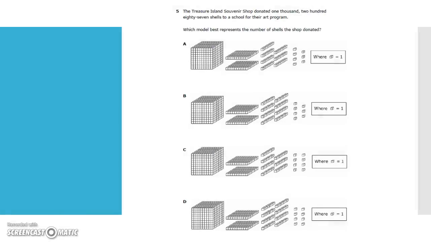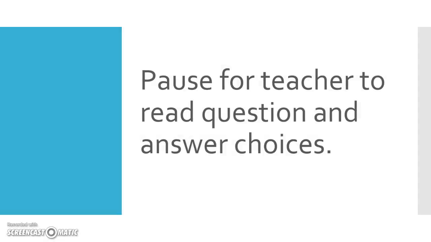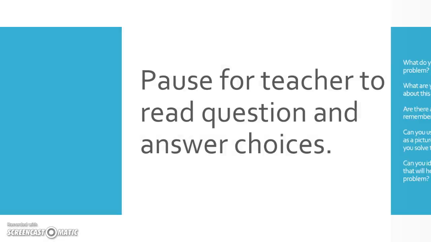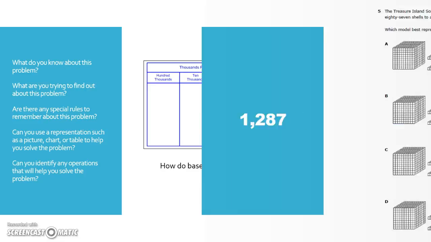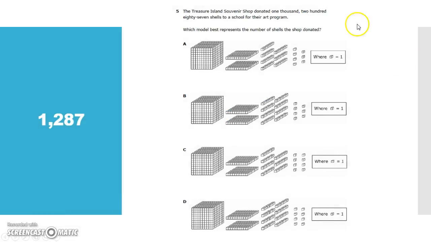For question 5, we'll have the teacher read the question and answer choices again, and pause to facilitate the guided questions, as well as using the diagram here to understand how base 10 blocks represent numbers. In the story, it told me 1,287 shells. So I went ahead and wrote this in number form, where it's easier for me to understand.